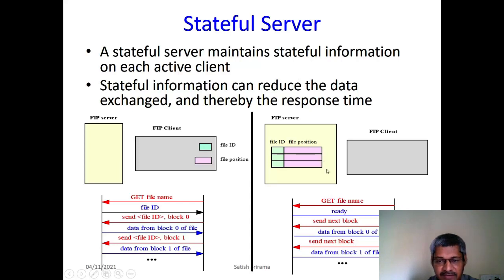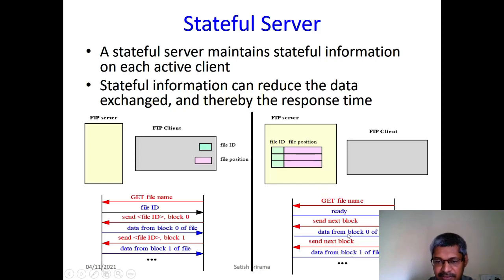Once you maintain such information, the communication can be something like this. Get the file name, and the server responds ready. Then the client asks, send the next block. Then the server sends block 0 from the file. And again, the next time the client asks, send the next block, the server sends data from block 1 of the file.